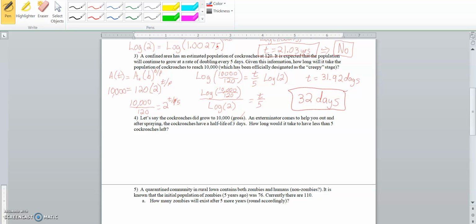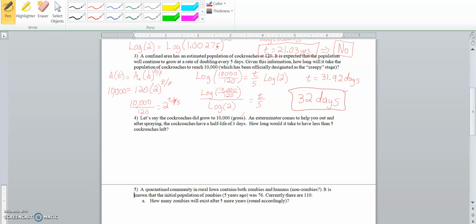Now, let's say the cockroaches did grow. Number 4, we've got 10,000, which yes, is gross. Exterminator comes in, sprays, and the cockroach's half-life is 3 days. So the population is cut in half every 3 days. How long will it take to have less than 5 cockroaches left?